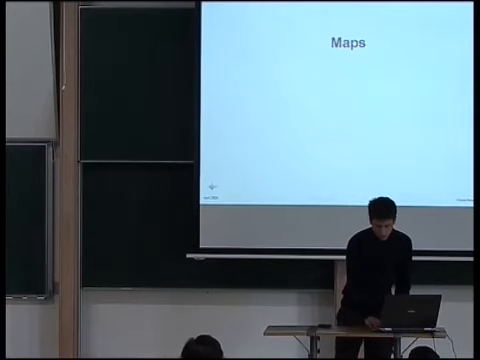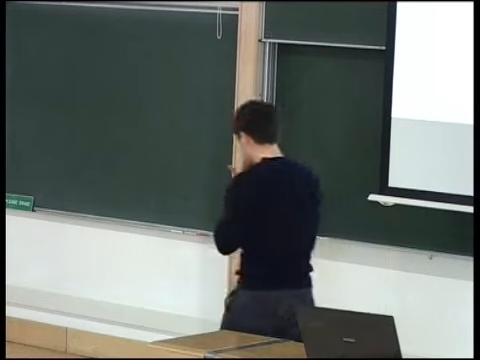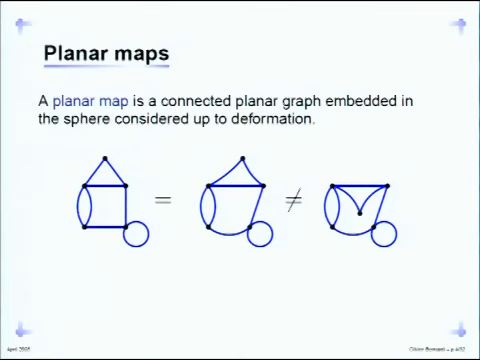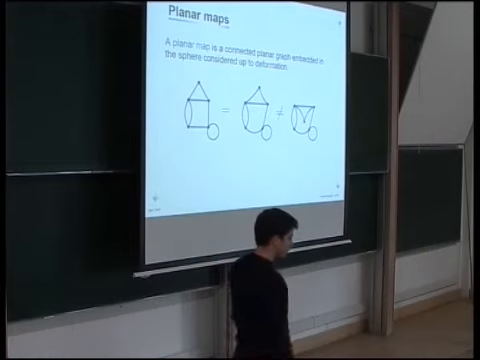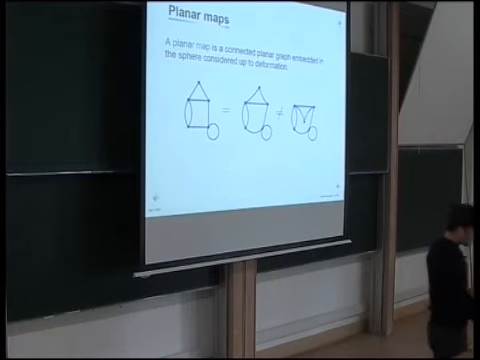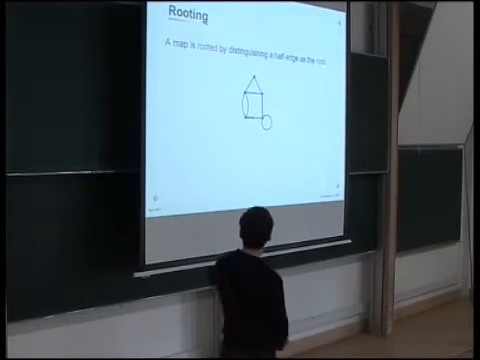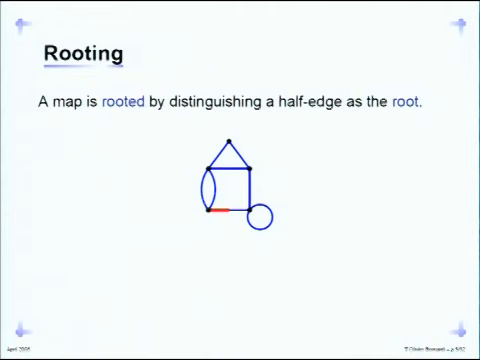Okay, so first definitions. So maps, we have seen the definition this morning. It's a connected planar graph embedded in the sphere, and we consider this object up to deformation. So these two maps are the same, but it is different from this one, though it is coming from the same planar graph. And a map is rooted. We will work with rooted objects by distinguishing a half edge at the root. This one, for instance.